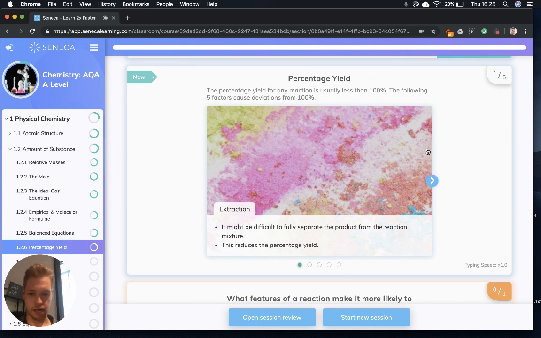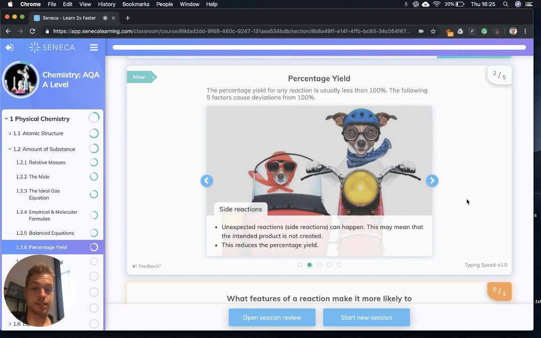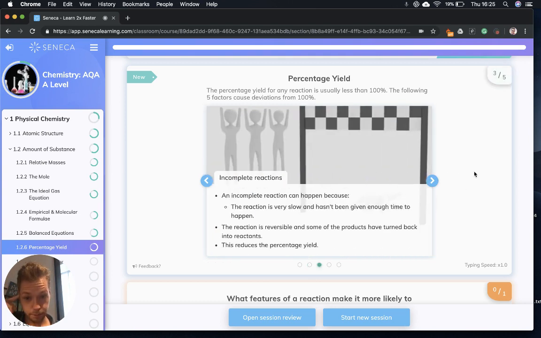Factor 1, extraction. It might be difficult to fully separate the product from the reaction mixture, and that's going to reduce that yield. Secondly, there are some side reactions. Honey, there is always some side hustle going on. So, unexpected reactions, side reactions can happen. This may mean that the intended product is not created. This reduces the percentage yield.